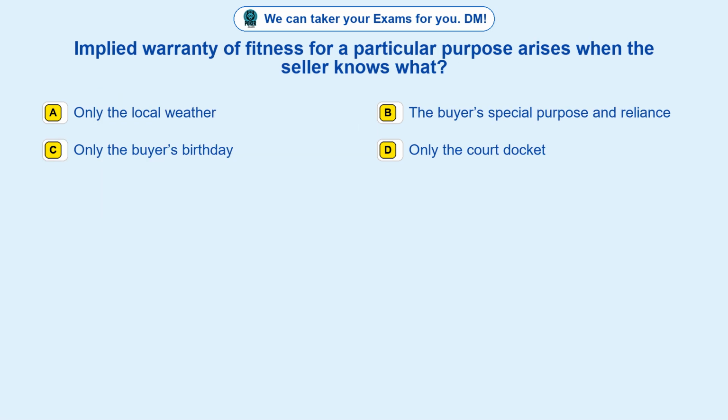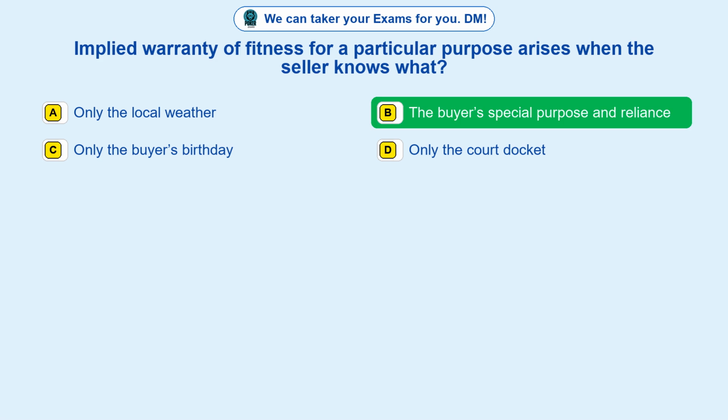Question 80. Implied warranty of fitness for a particular purpose arises when the seller knows what? Option A, only the local weather. Option B, the buyer's special purpose and reliance. Option C, only the buyer's birthday. Option D, only the court docket. The correct answer is option B, the buyer's special purpose and reliance.